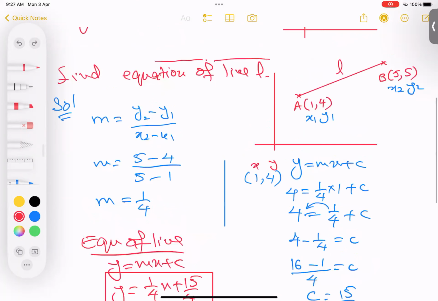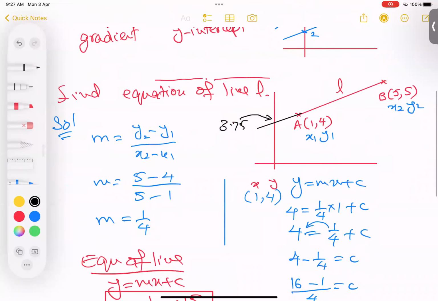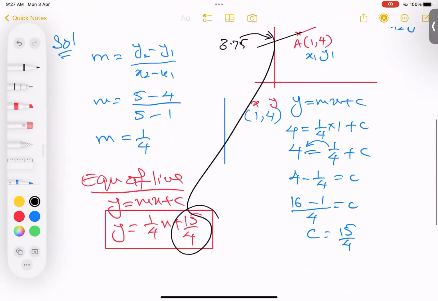For the sake of knowledge, if I extend this red line back here, look at it, I'm extending back. This number is 3.75. Alhamdulillah Rabbil Alameen. I think now you got a clear definition of what the y-intercept is. You are telling yourself, y-intercept: where the line cuts the y-axis. So Alhamdulillah, this 15/4 and 3.75 are the same. And I believe all of you are understanding well. Okay, so this is okay.